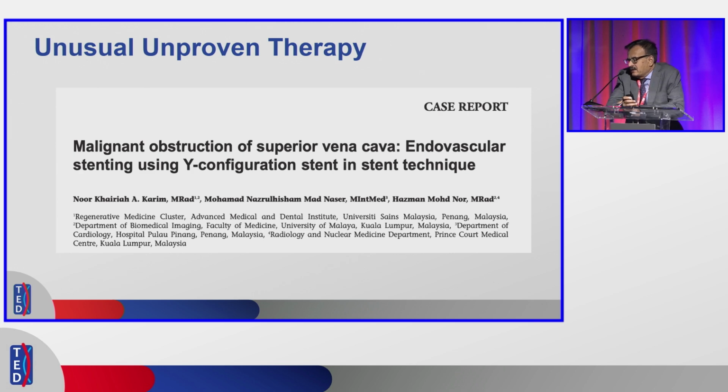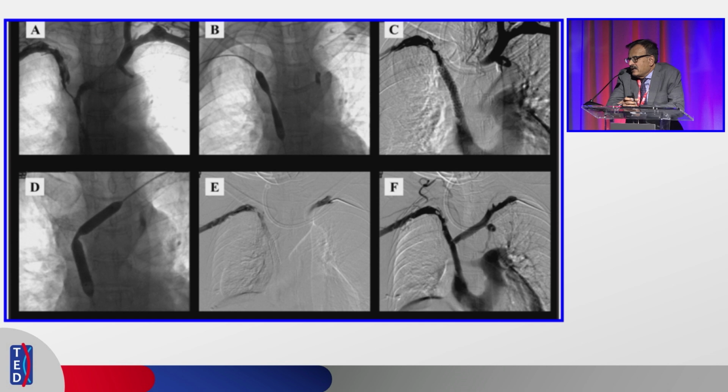Some case reports are available, and here are some examples. Just like we have the issue with the confluence at the iliac vein and the IVC, we deal with similar issues at the upper part of the body. And here, again, there are case reports.